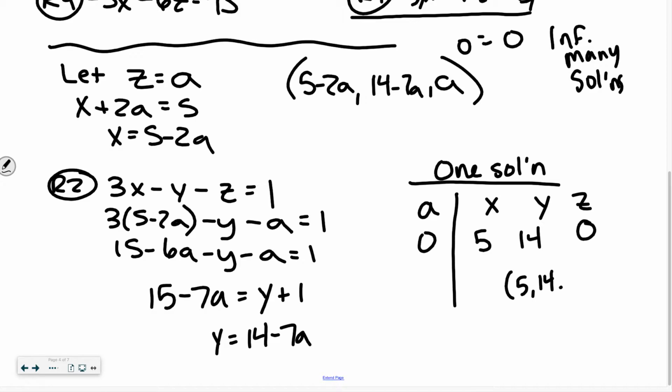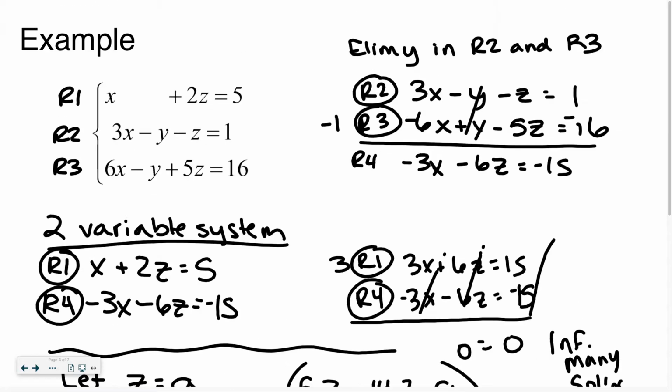So 5, 14, 0 is one solution that works. One of infinitely many. If I take 5, 14, and 0 up to the top 3 equations, 5 plus 2 times 0 is 5. It works. 3 times 5 is 15 minus 14 is 1 minus 0 is 1. It works. 6 times 5 is 30 minus 14 is 16 minus 0 is 16. It works. So I plug that value in and it works for all.